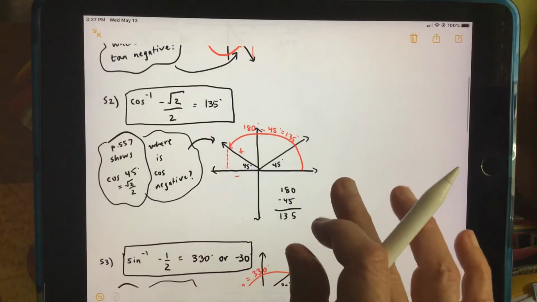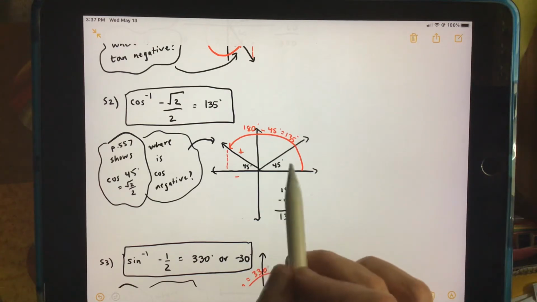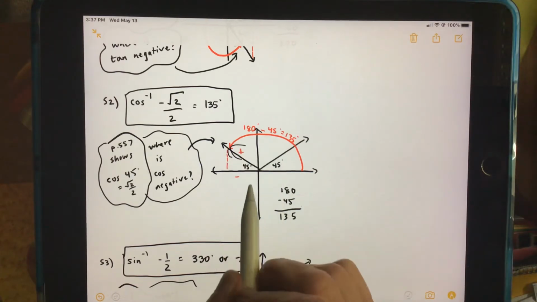Sample 2 asks us to figure out the inverse of cosine being negative root 2 over 2, what it is. And so we're thinking, well, what is the angle whose cosine is negative root 2 over 2? Well, page 557 shows that the cosine of 45 degrees is positive root 2 over 2, and that's this angle right here. But where is cosine negative? Well, cosine is negative over here in quadrant 2.